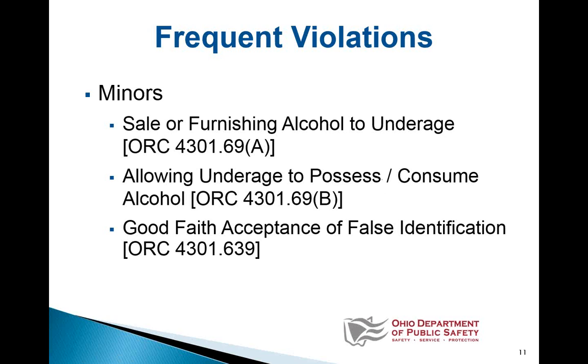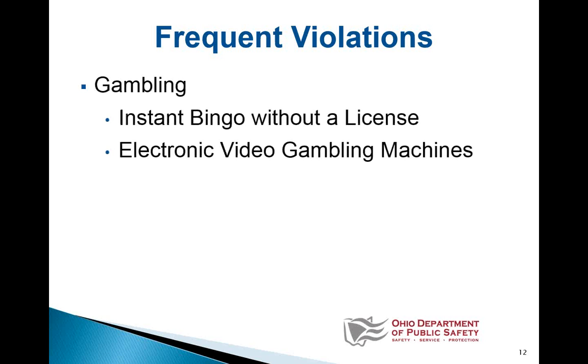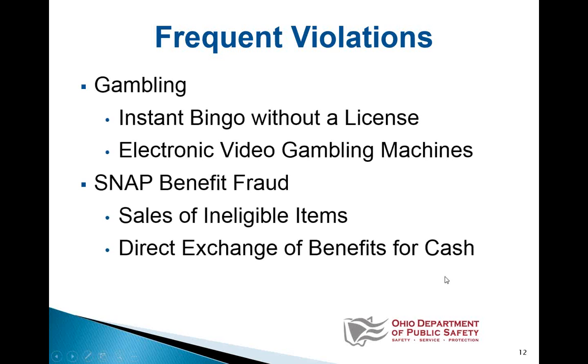Additional frequent violations are gambling and SNAP benefits fraud. On the gambling side, again, there are certain licenses that are required through the Attorney General's office. So some of them are instant bingo without a license will be a violation we issue, as well as violations for electronic video gambling machines.